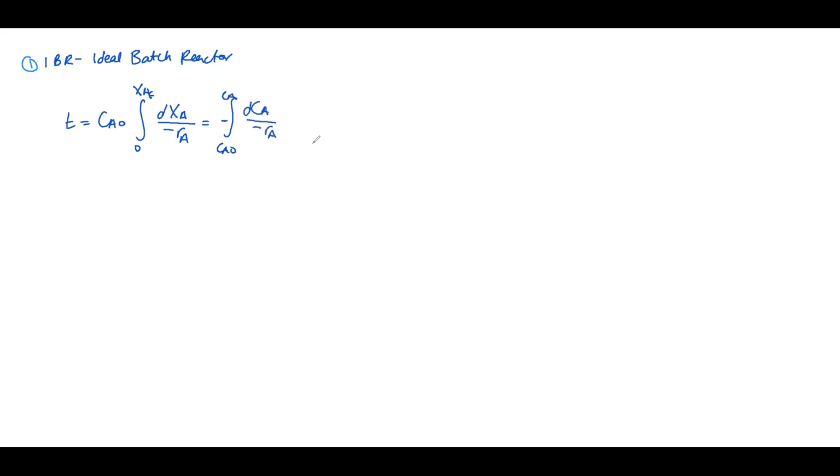And just a few things, RA, this is your reaction rate. CA naught is your initial concentration. And XA is the conversion, right?